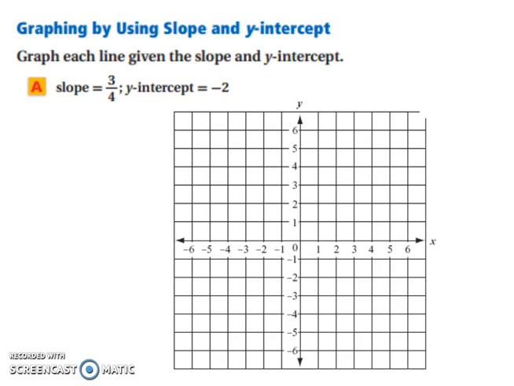Let's graph by using slope and y-intercept. So to start, we're going to plot our y-intercept at -2, since that's where the line crosses the y-axis. And now we're going to do our slope. Slope, if you recall, is rise over run. So we're going to rise 3, 1, 2, 3, and then run 4. After you have those 2 points, simply connect them with a line.